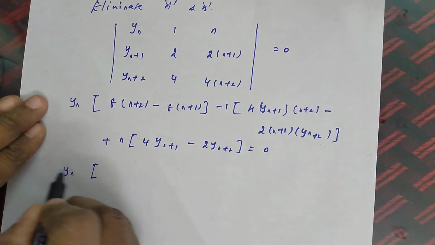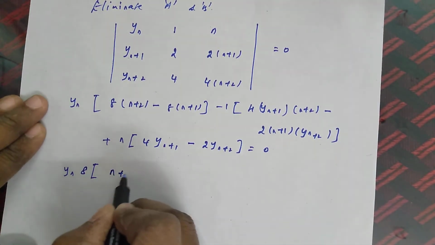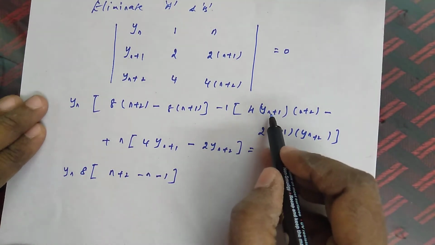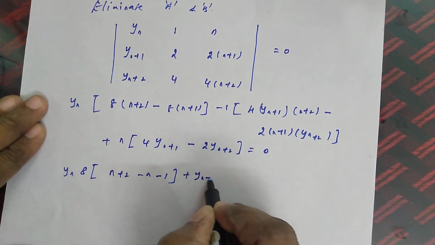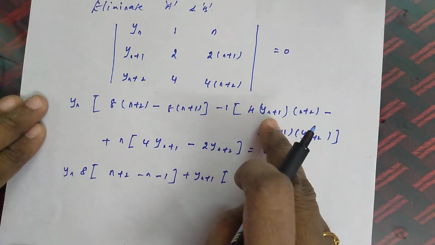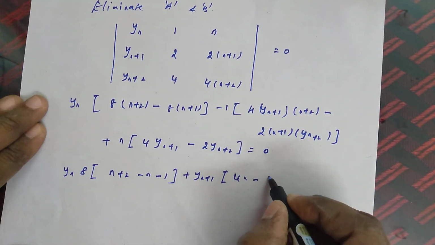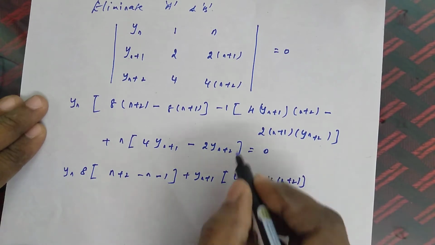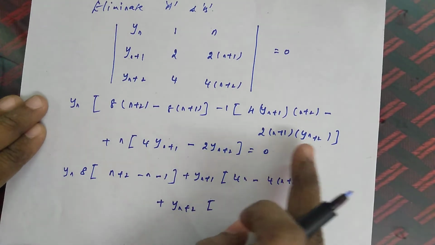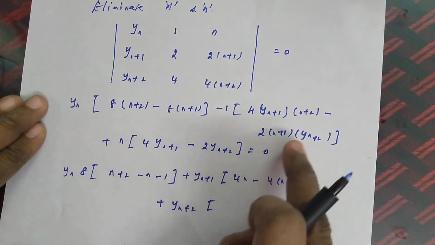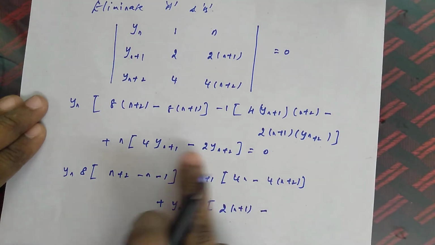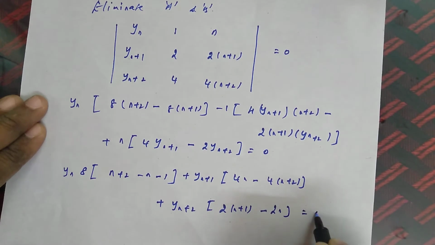yn into, here we can take the 8 outside, 8 into n plus 2 minus n minus 1. And here also yn plus 1 and yn plus 1, so we can take the yn plus 1 commonly outside. So here we have 4n minus, here it is minus 4n plus 2, so 4 into n plus 2. In the same manner n plus 2, yn plus 2 equal to, here n plus 2 and here also n plus 2. So here we get 2 into n plus 1 and here it is minus 2 into n. So minus 2n equal to 0.